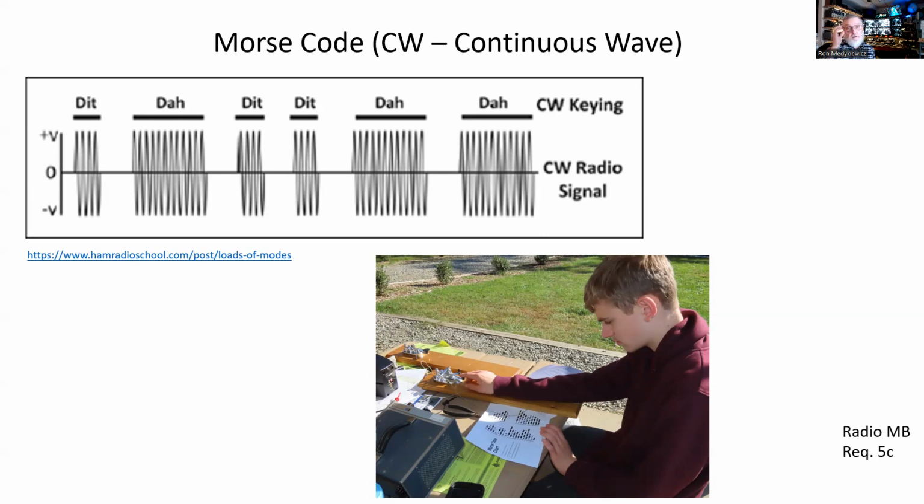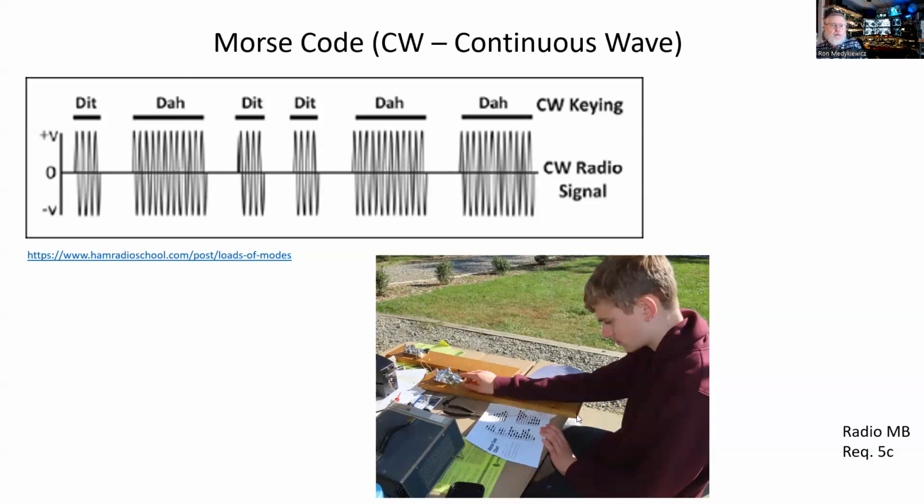And this is what it looks like if you were to look at the radio signal on a screen or what's called an oscilloscope. You would see that the carrier is on for a short amount of time, then it's off, then it's on for about 3 times as long as it was over here, then it's off, on for a short time, off, on again for a short time, and so on. This would indicate an E, a T, an I, a T, and another T in Morse code.